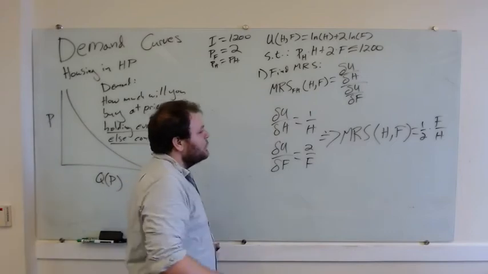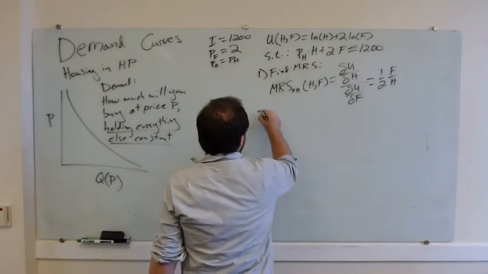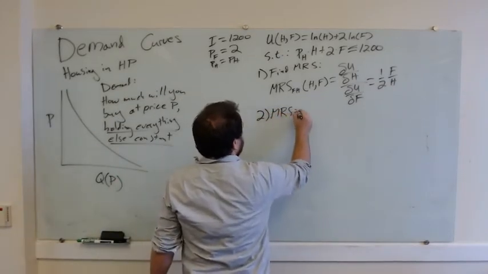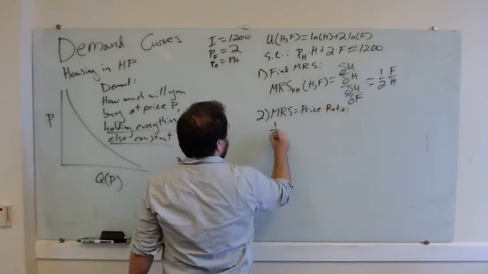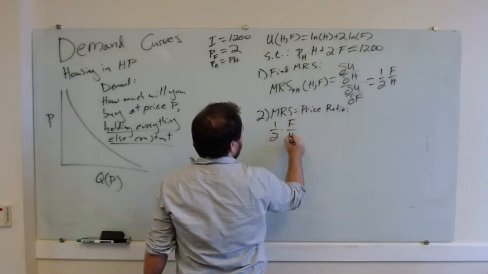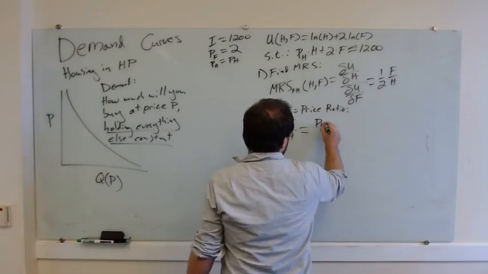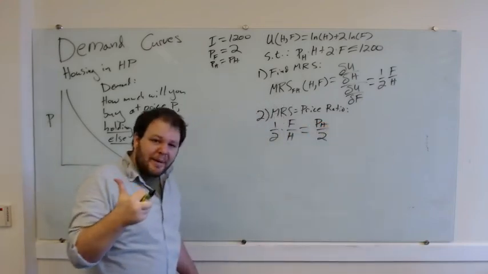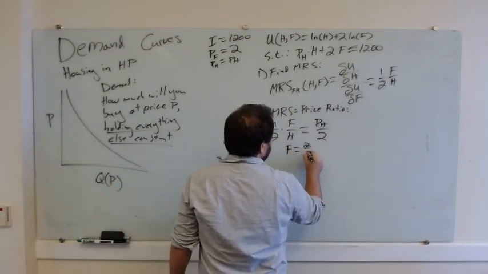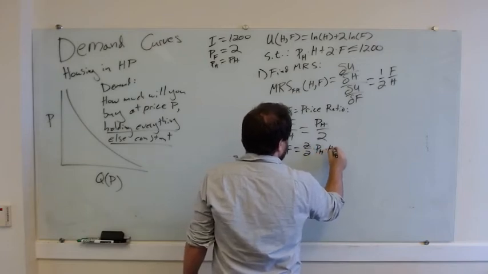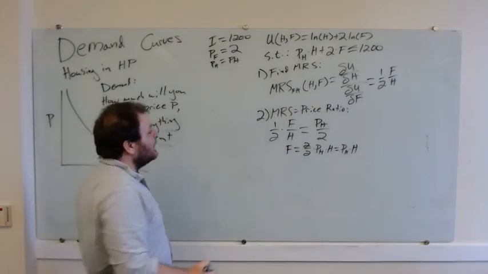Cool. Okay, what do we do once we have our MRS? We set it equal to our price ratio, right? So MRS equals price ratio. So we'll say 1/2 times f over h equals our price ratio, which is the price of housing over the price of food, which is going to be the price of housing over 2. Right? We can use that to get food in terms of housing. We'll say f is going to equal 2 over 2 times pH times h, which is just pH times h. Right? And then we plug that into our budget constraint.